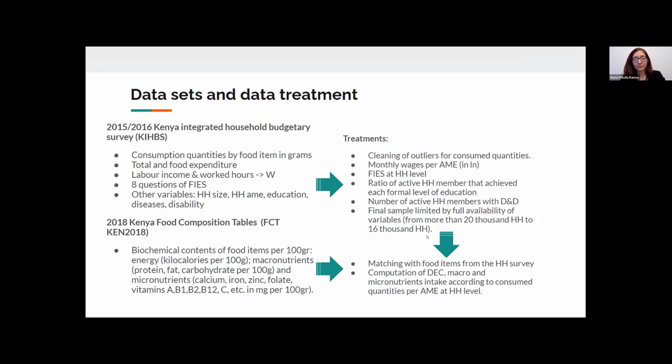A particular work in this task was to match food items from the household survey with the information of biochemical contents, in order to calculate energy, that is DEC, and macro and micronutrient intake at the household level and per adult male equivalent, according to the consumption basket of food by food item and how those foods provide nutrients per adult male equivalent in each household in Kenya.